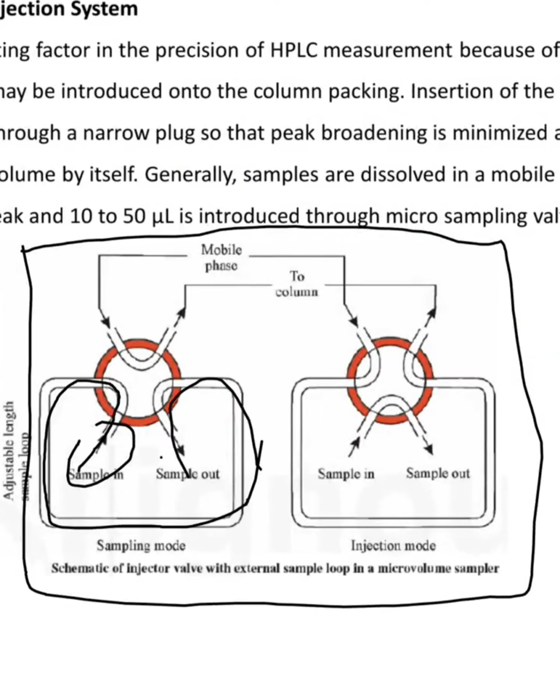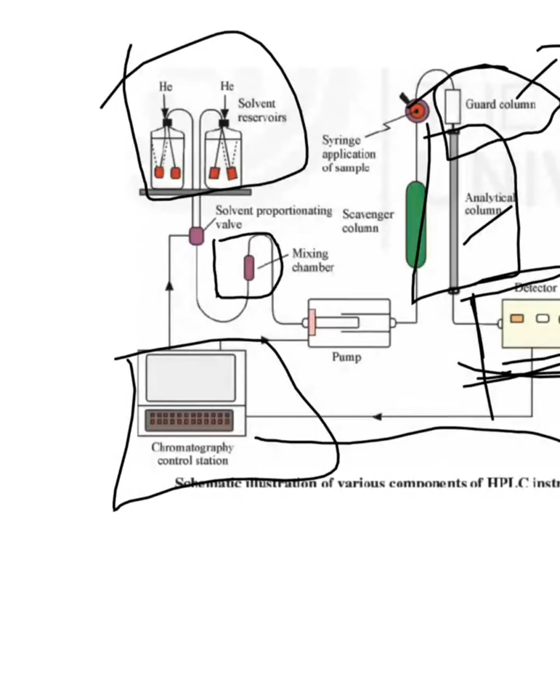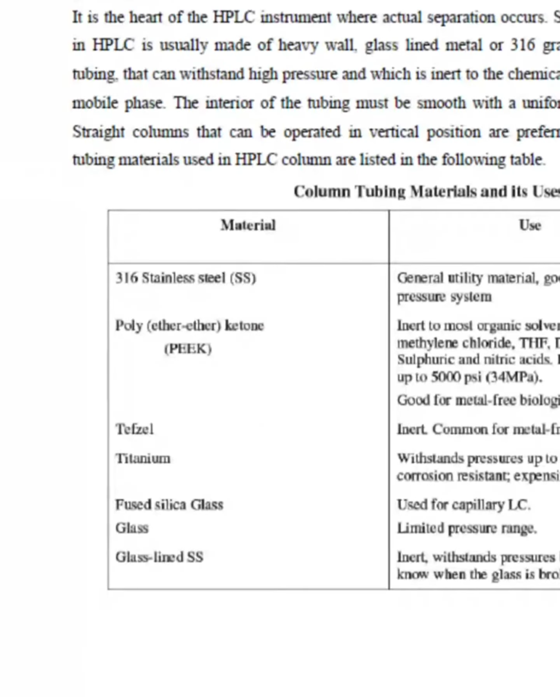and the sample out connects to the column, and even the mobile phase which we inject here is passed to the other side, where it is connected to the sample mixing chamber. And here we are going to use different columns.